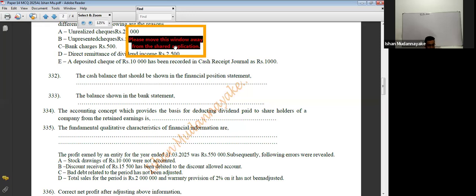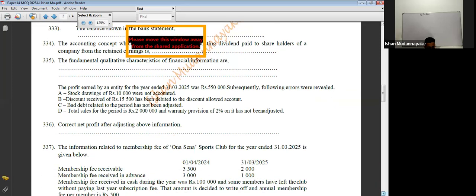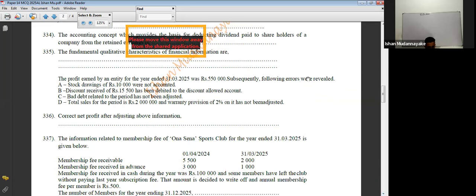Look at question number 336. The profit earned by an entity for the year ending 31st March 25 was 550. Subsequently, the following errors were revealed by the business. Stock drawings of 10,000 were not accounted. Discount received of 15,500 has been debited to discount allowed. Bad debts related to the period have not been adjusted.